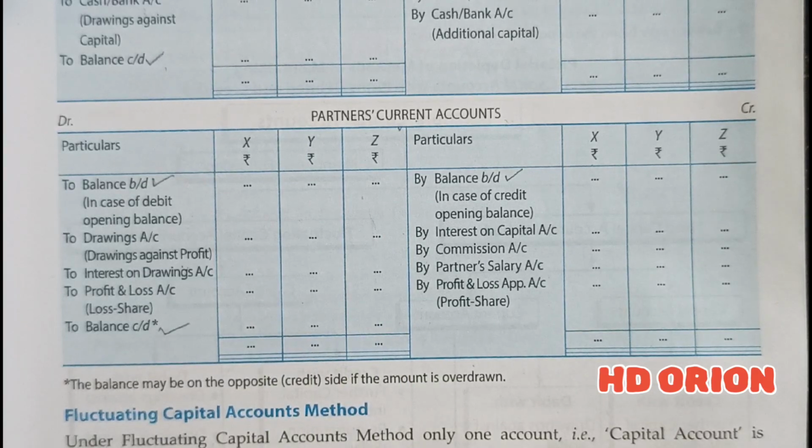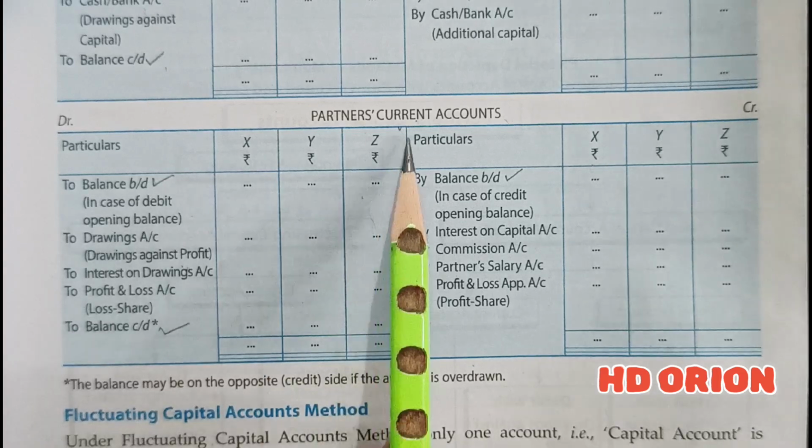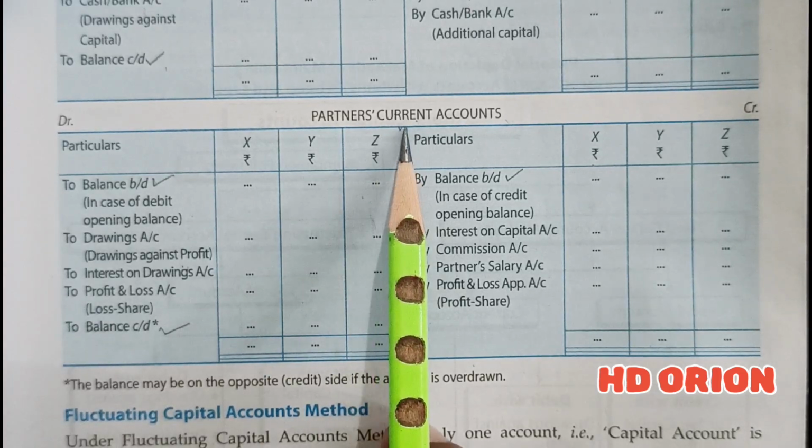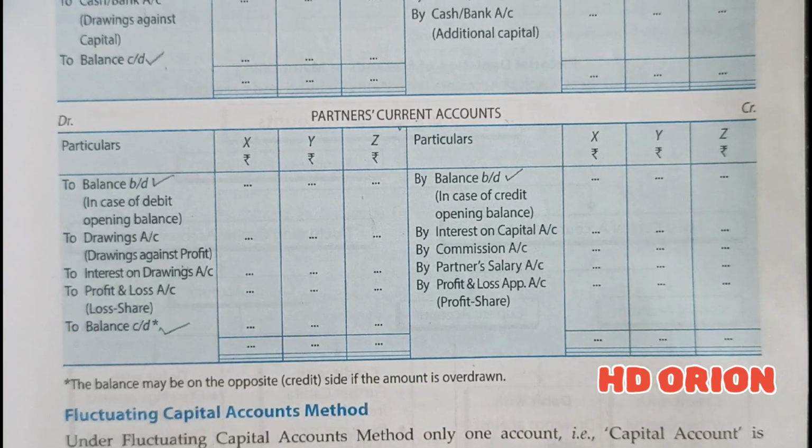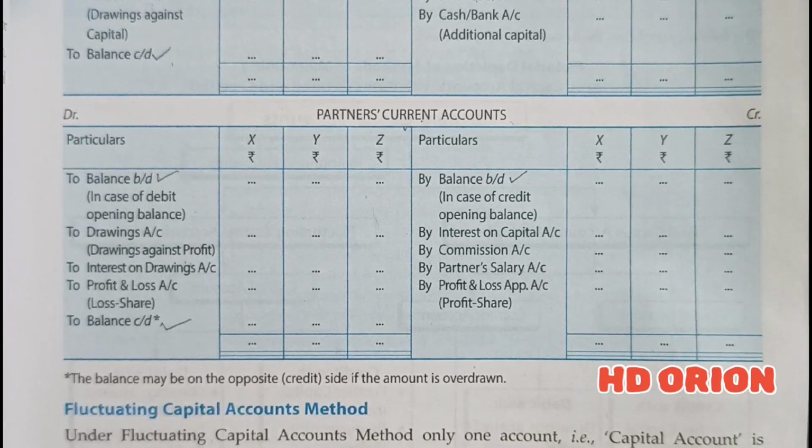This is a very important thing to understand and remember, because at times we students do not see the details in the question whether the capital account is fixed or fluctuating, and they pass the correct journal entry but by opening the wrong account. Either they do not maintain current account, or if they write capital account, then the answer is wrong. So let us focus on this and solve some questions from the textbook.